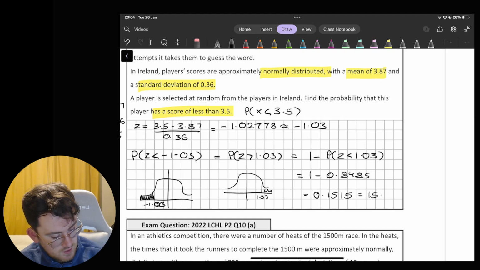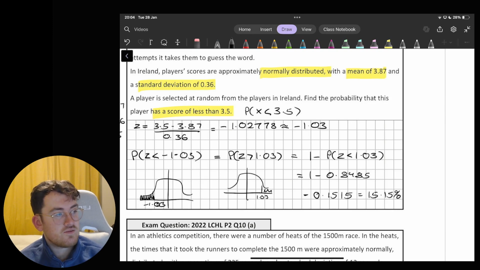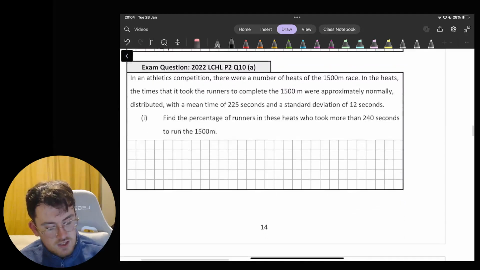Okay, which is about 15.15% there. Okay. Continuing onwards, let's look at another one.